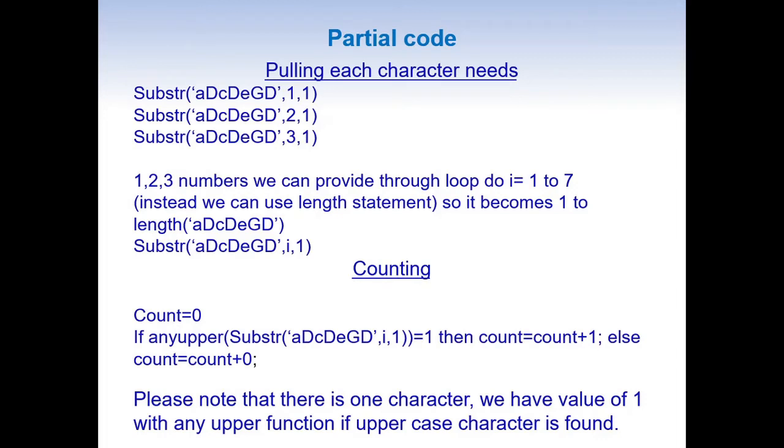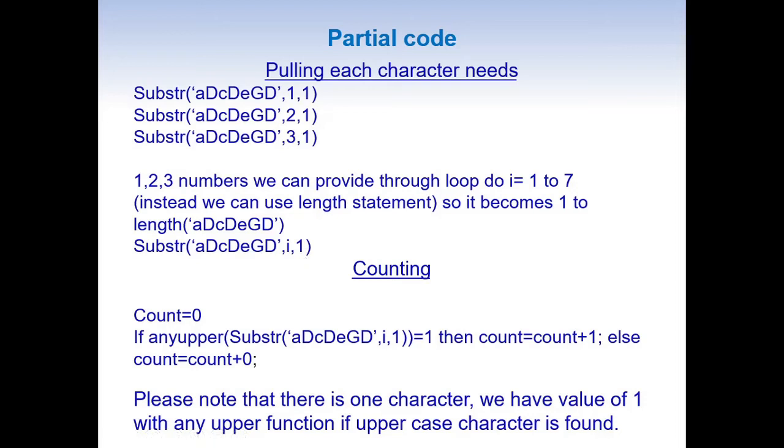As you can see, writing 1, 2, 3 is a lot to do. So instead of doing that, we can simply loop through these numbers. Instead of writing 1, 2, 3, 4, I can simply say do i equal to 1 to 7, and then I can write substr(string, i, 1). When i is 1, it will become 1 comma 1. In the loop, when i becomes 2, this becomes 2 comma 1.